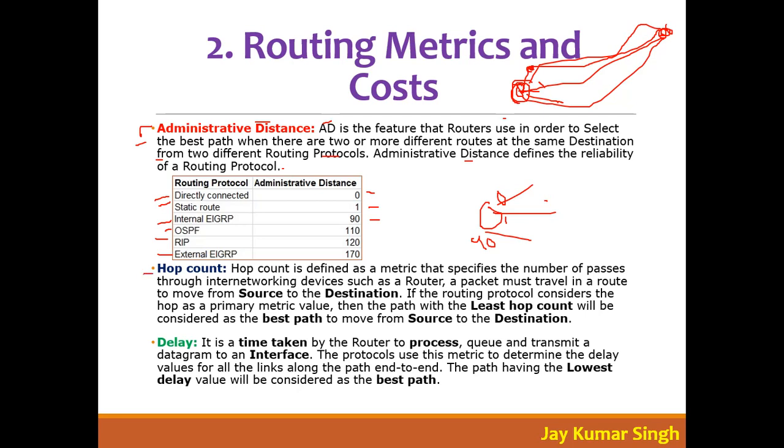Now the second one is hop count. Suppose I have a router here, and I am connected to this destination with the same routing protocol, and here also I am connected with the same routing protocol. Now the selection by administrative distance will be a tie. Both are using the same routing protocol. So if they are using the same one, hop count means how far it is. From here it is 2 hop count, and from here it is 1 hop count. So let's pick the lowest one. The least hop count will be selected as the best path.